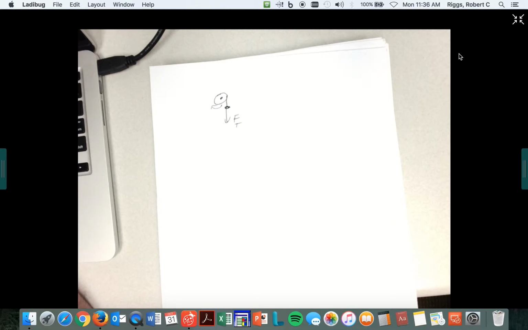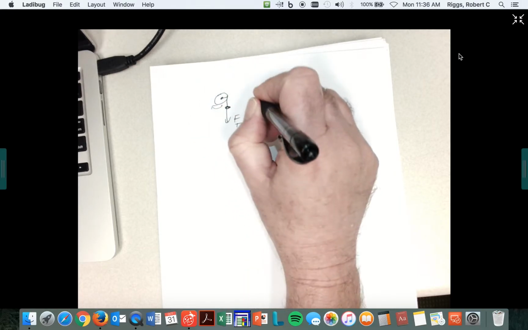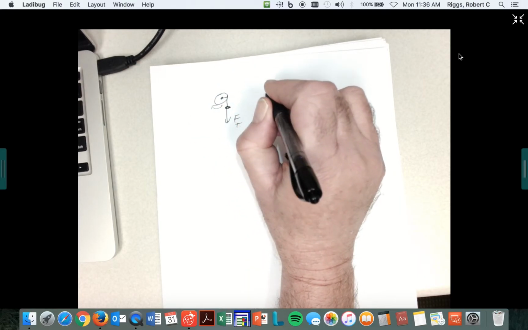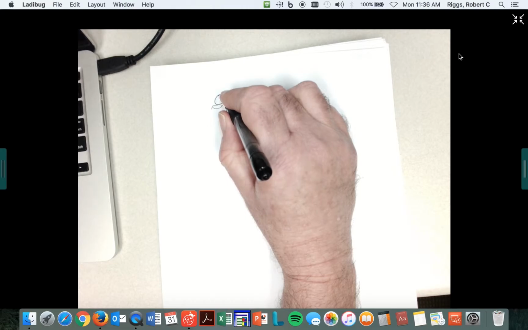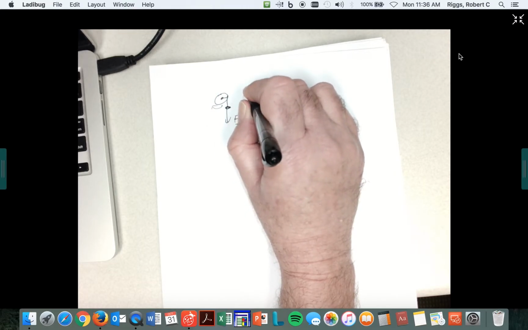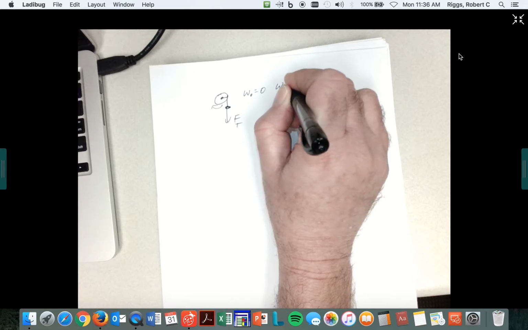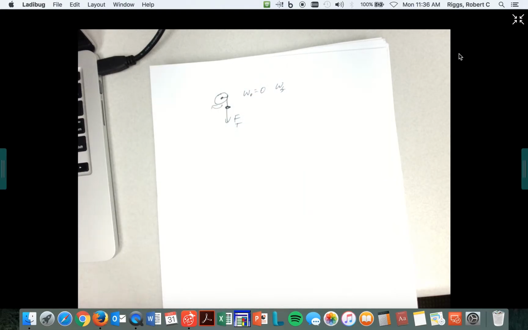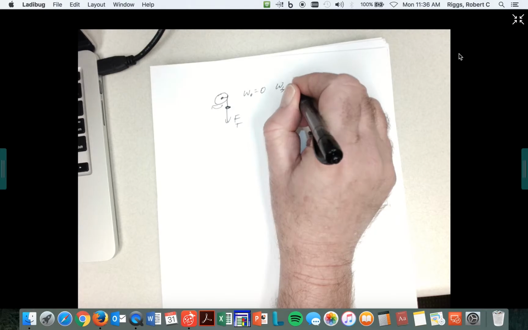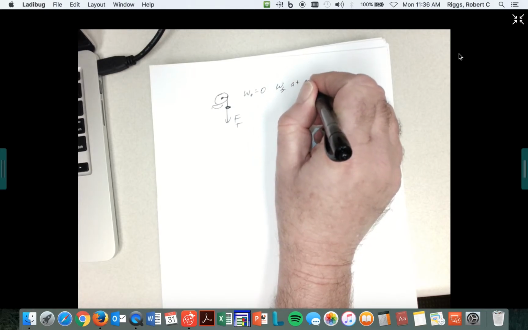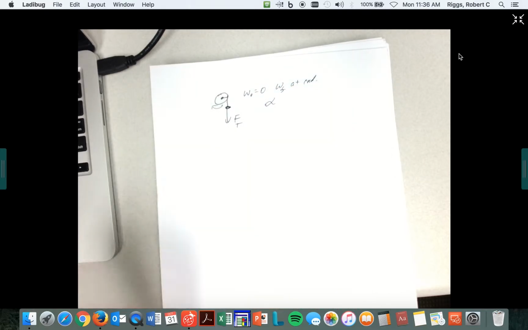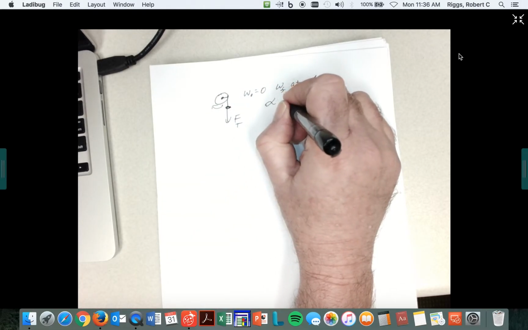So we get that to go, and this thing has a radius of r, and it's starting from rest, so omega naught equals 0, but then it's got an omega final at the end. Therefore it must have an angular acceleration.